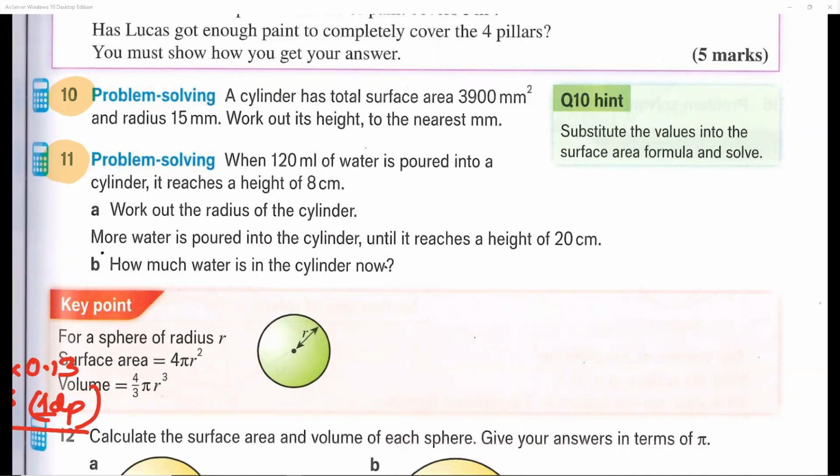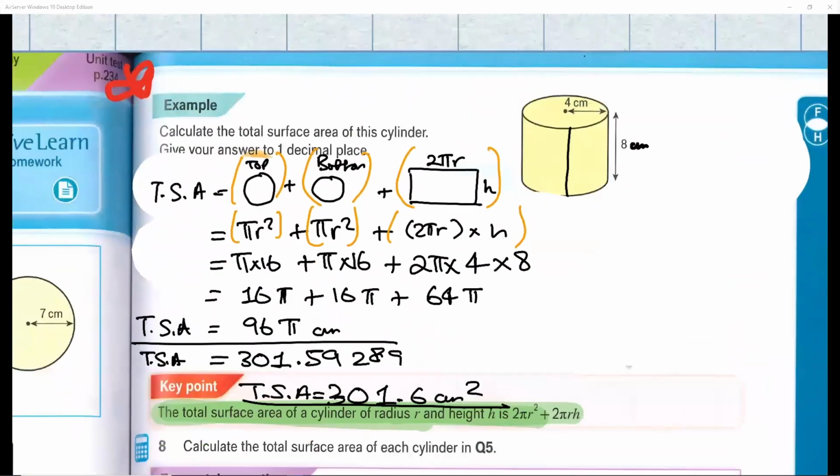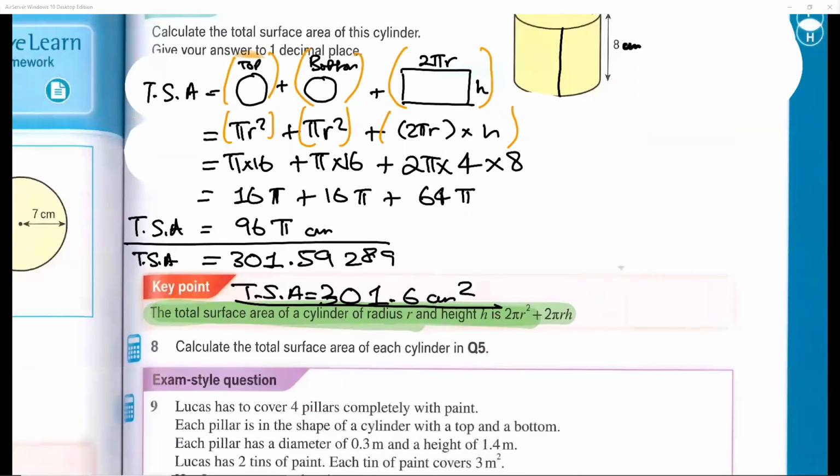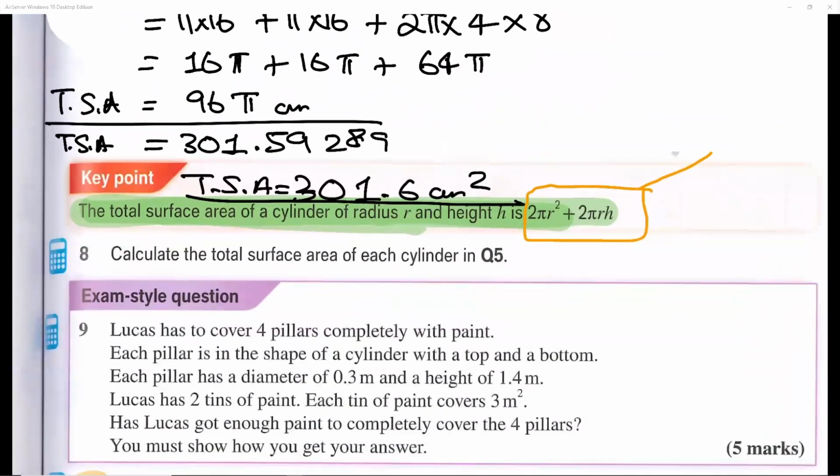For question 10, isn't there a formula for surface area? The surface area is what we've just done here. Oh, that's a formula. Yeah, or they've given it to you here. That's the more simplified version: 2 pi r squared, because you have two circles, and 2 pi rh is the circumference times by the height. So that's the formula you need to use.